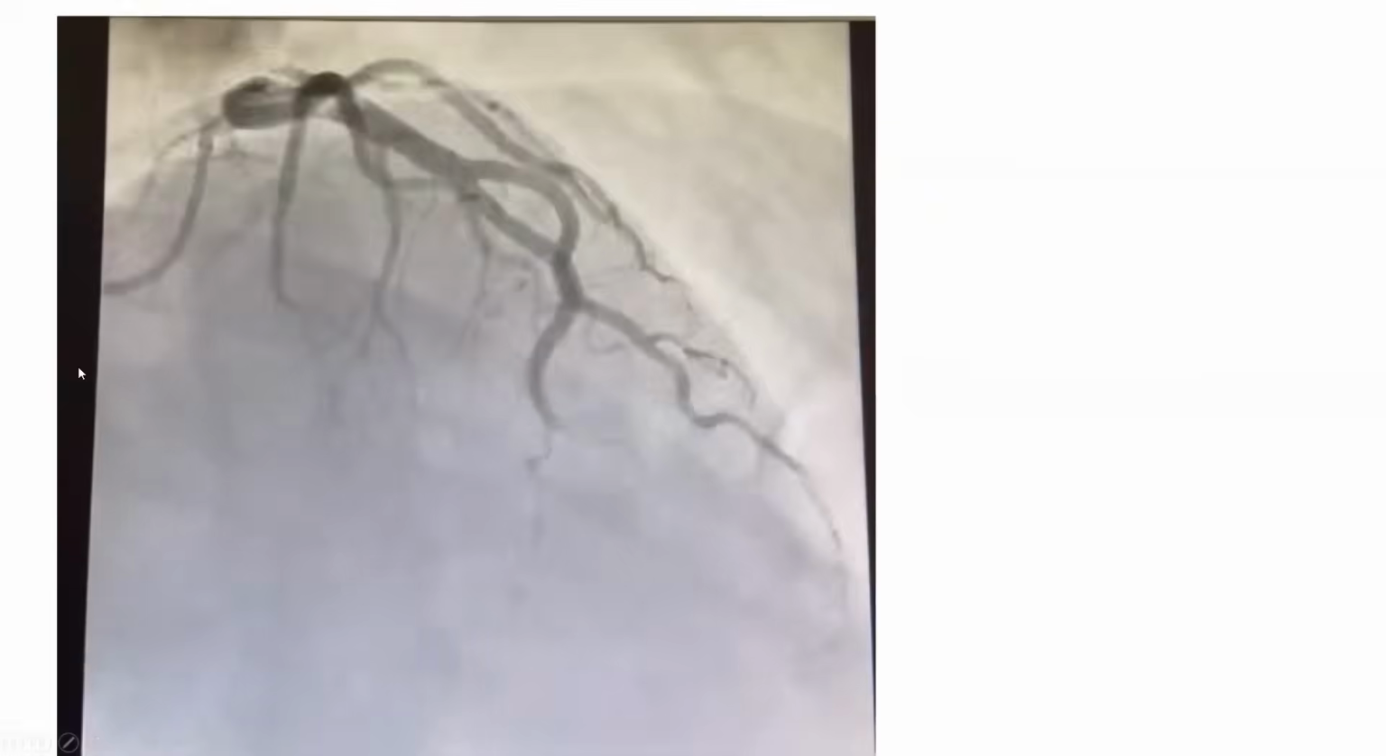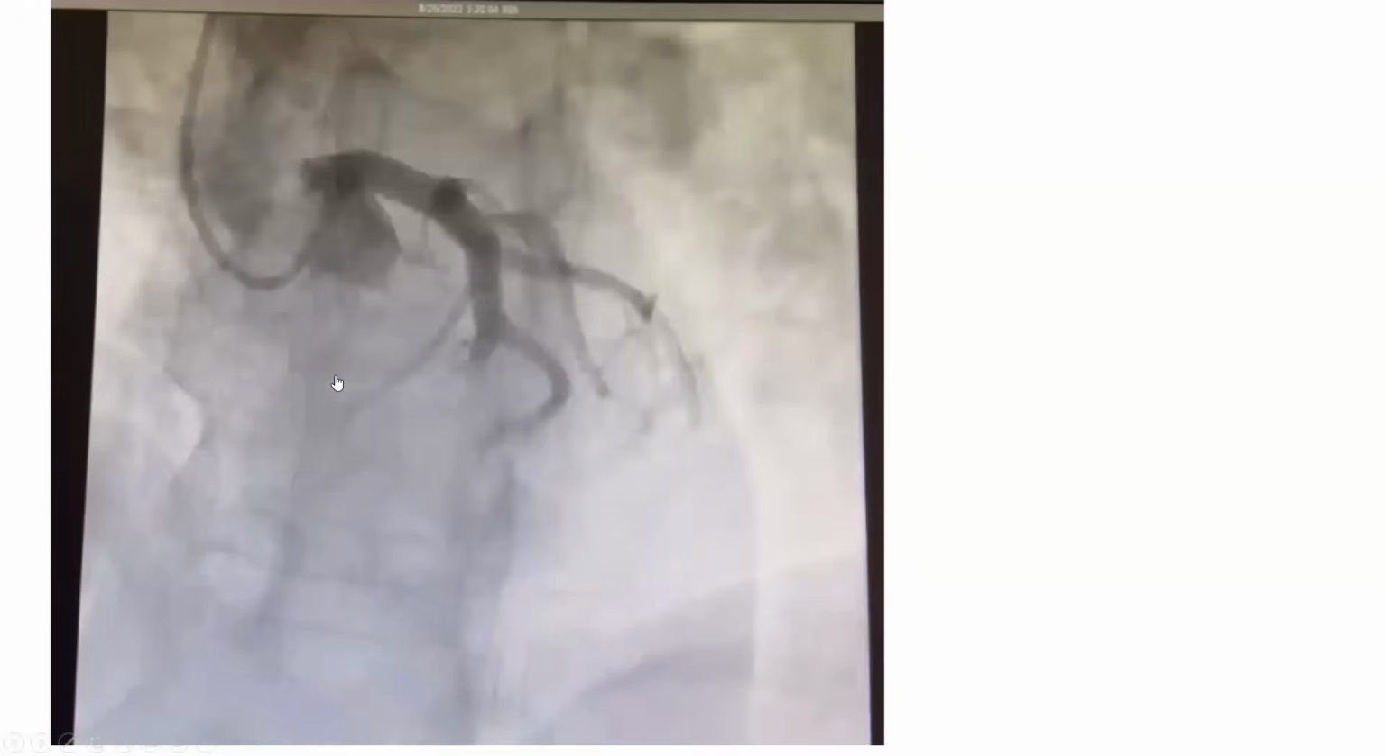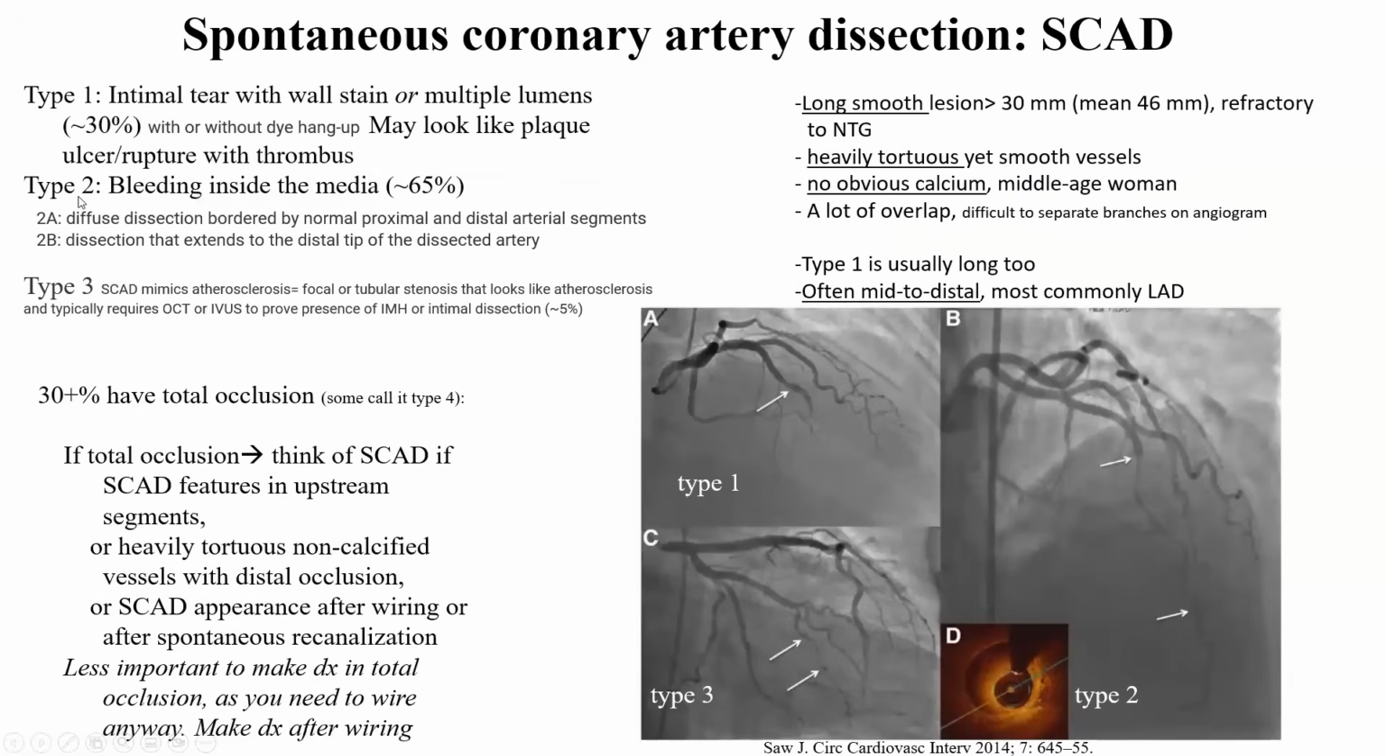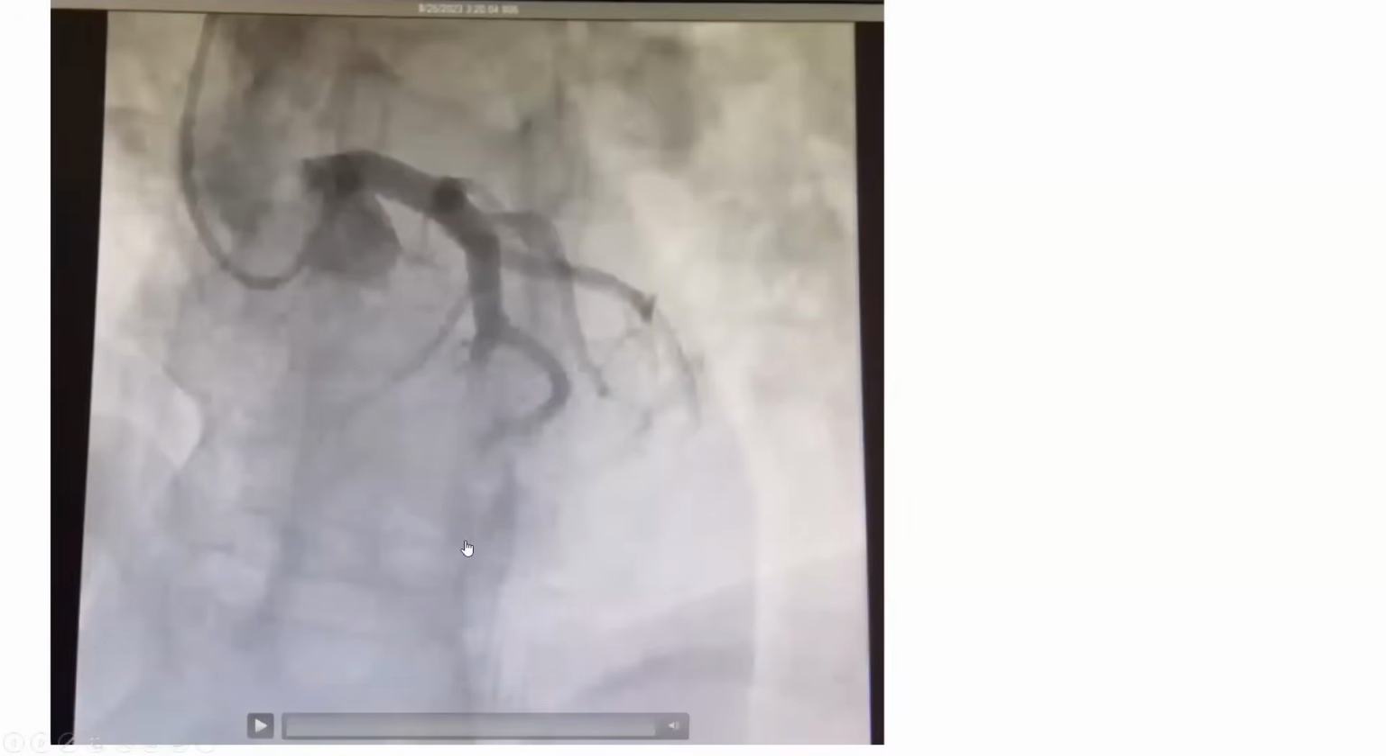Type 2 is where you see that diffuse, long narrowing that is usually distal. And this is what this patient had. And when it's distal and extends all the way to the tip of the dissected artery, we call it type 2B. So this is type 2B SCAD. At least that's the angiographic impression.